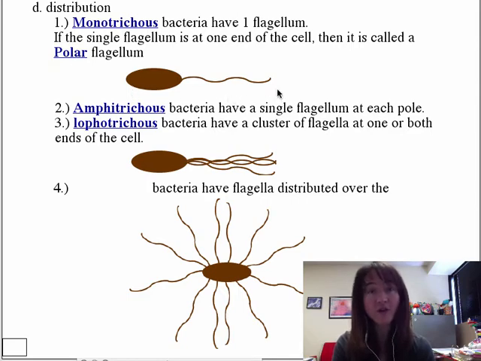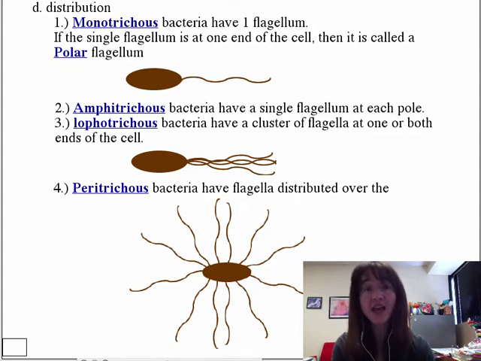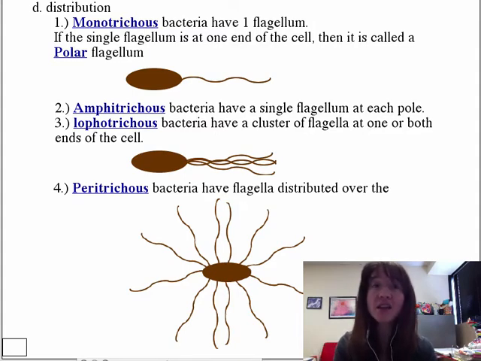So unknown number 140 is a great example of something that has a polar flagellum, whereas Helicobacter pylori is a good example of something that has a lophotrichous distribution of flagella. And then lastly, peritrichous, all over the surface of the bacterial cell, would be what we would see for E. coli if it's flagellated. Not all E. coli are motile, but if they are, they have peritrichous flagella.